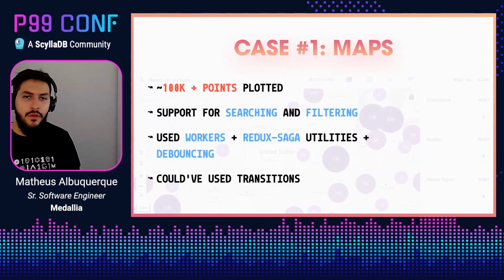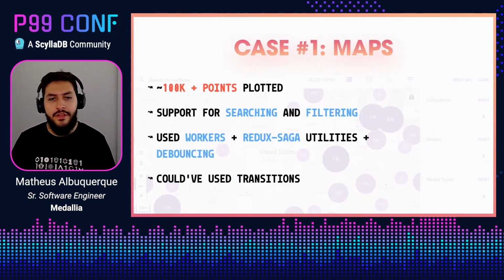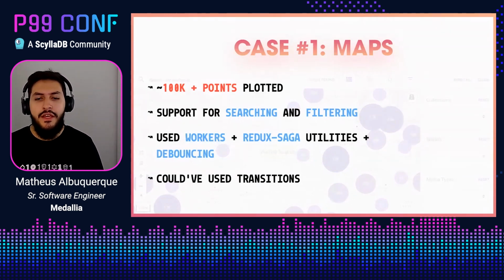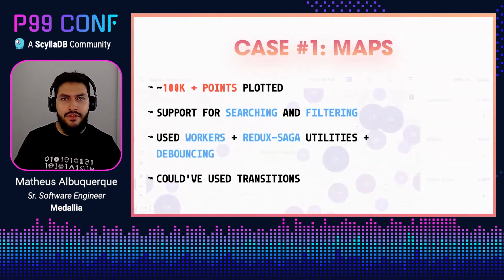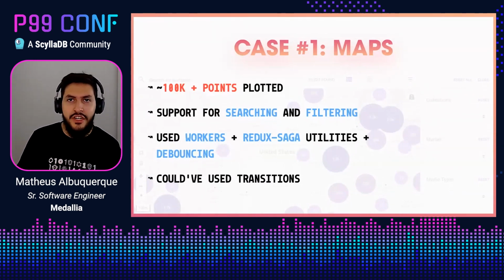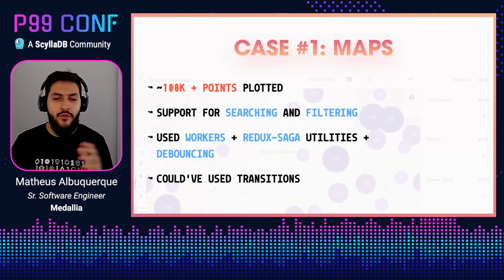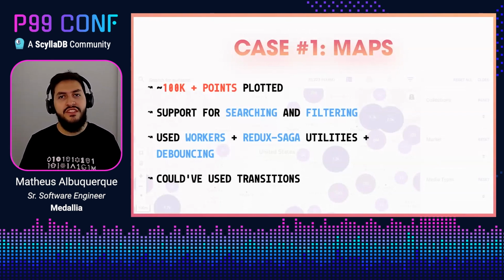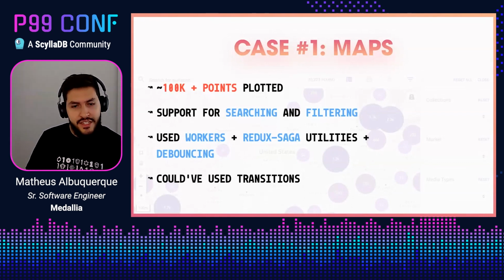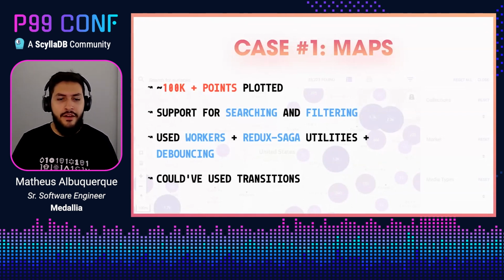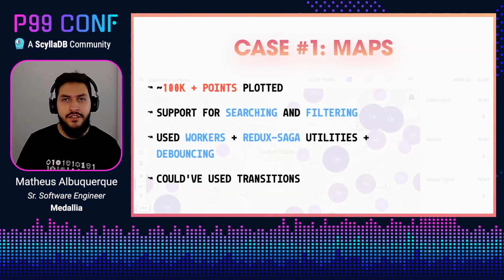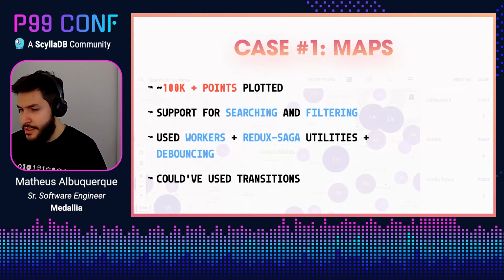And one, for example, was this map rendering application. We had about 100,000 data points plotted to a map, and the users would have to search and filter those data points, etc. And at the time, we used a lot of web workers. We used Redux-Saga utilities for task parallelization, cancellation, race conditions, etc. And we used things like debouncing. But in the end, we could perhaps have used better scheduling primitives like transitions.